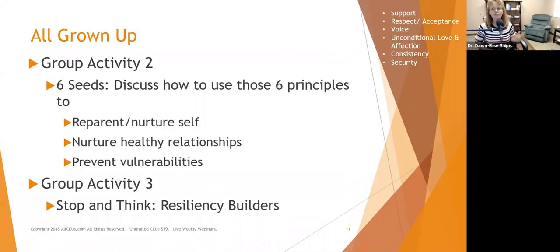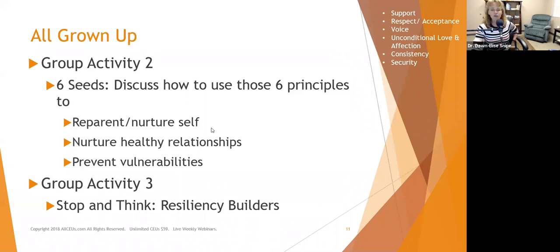And how can you use these principles to prevent vulnerabilities, to make it so you don't feel anxious, so you don't feel as hypervigilant? What do you need in order to feel secure? And a lot of the preventing vulnerabilities go with making sure there's consistency and security in the environment.